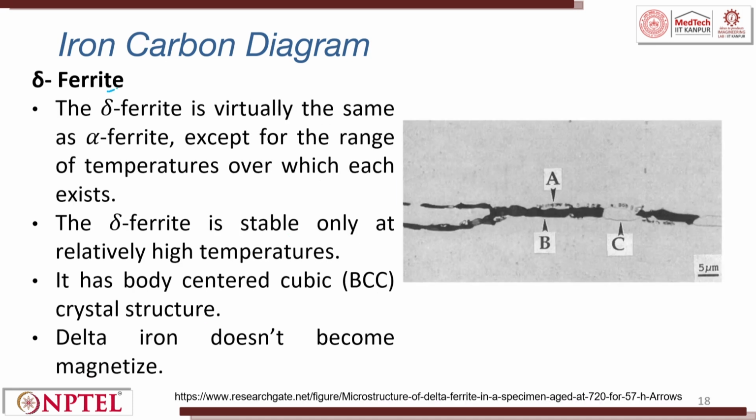Alpha is ferrite. Delta ferrite is virtually the same as alpha ferrite, except for the range of temperatures over which it exists. Delta ferrite is stable only at relatively higher temperatures. It will have a BCC structure. The delta iron does not become magnetized.